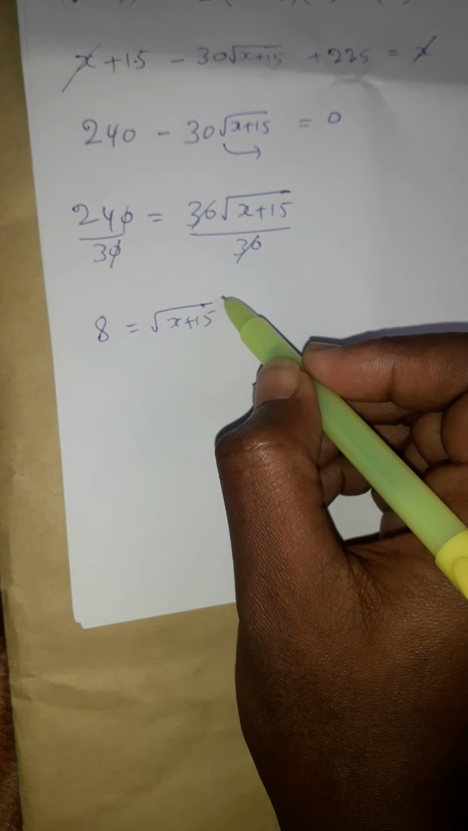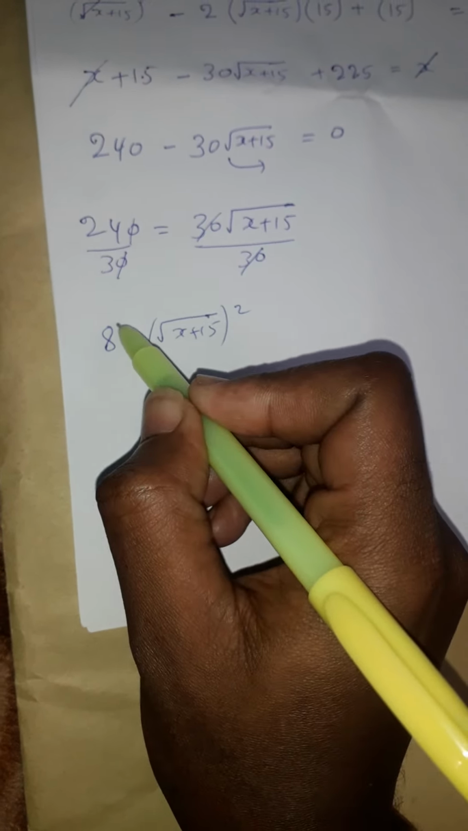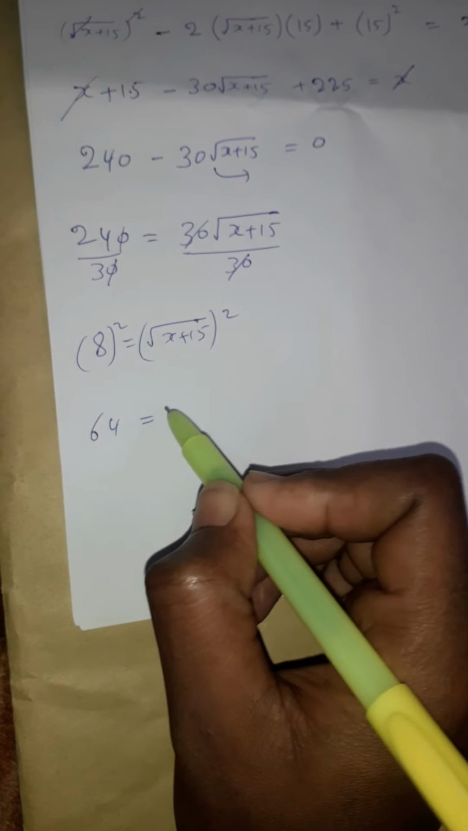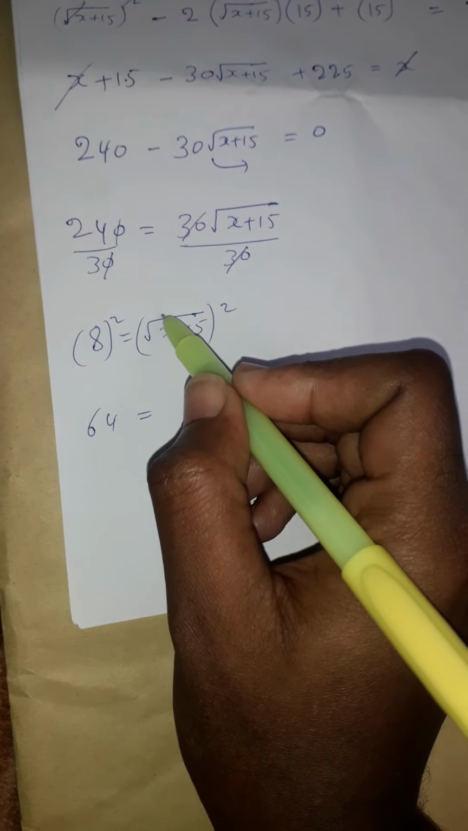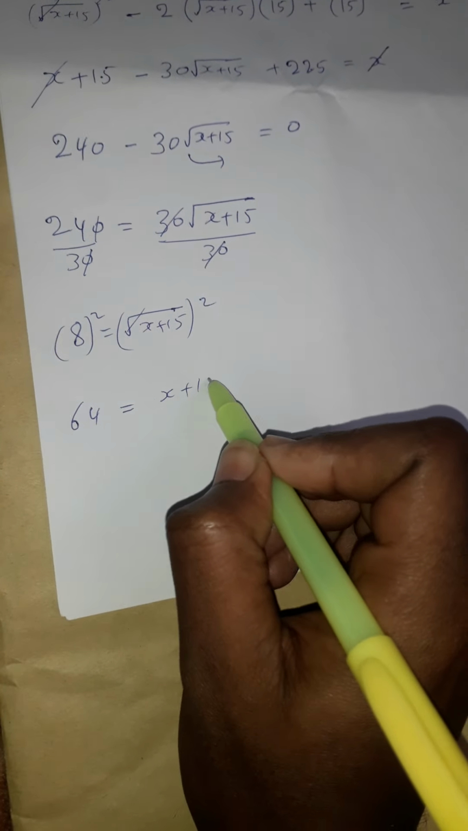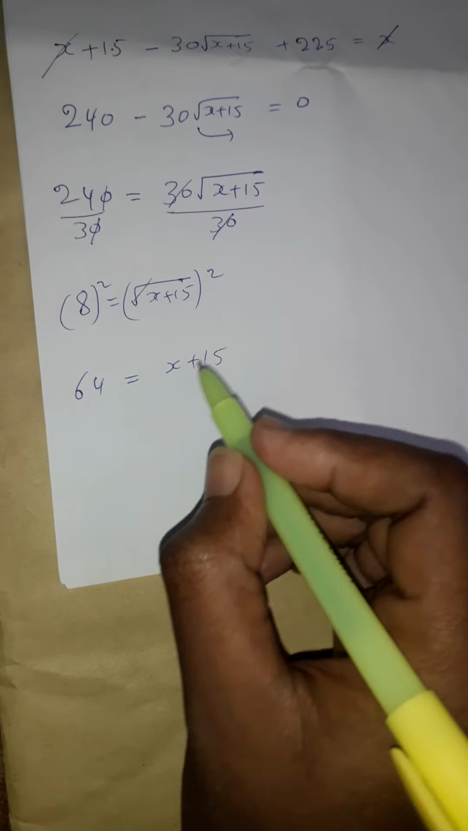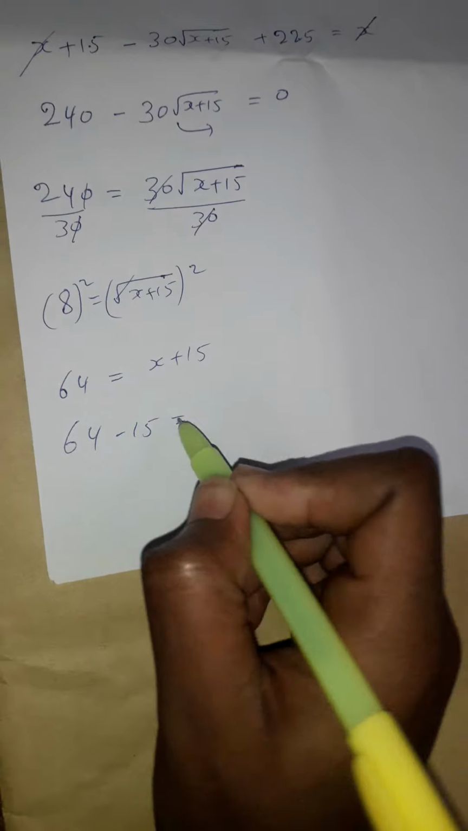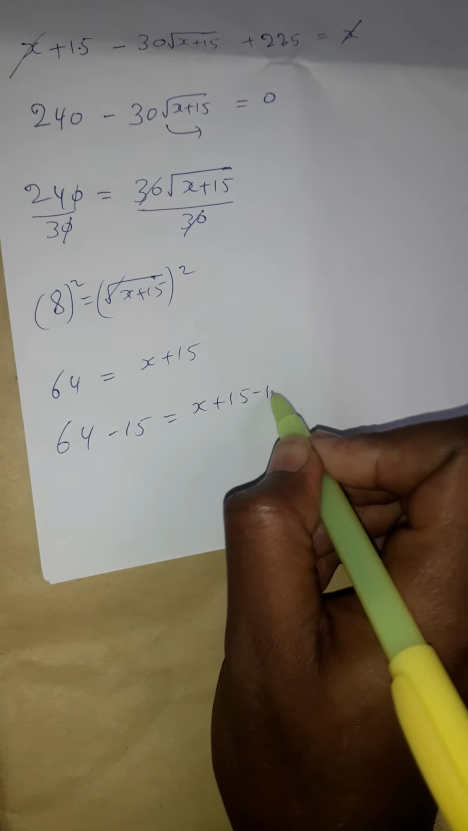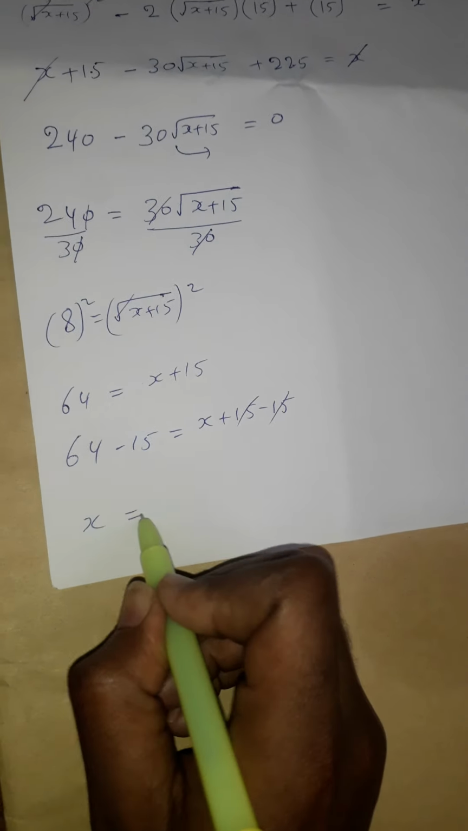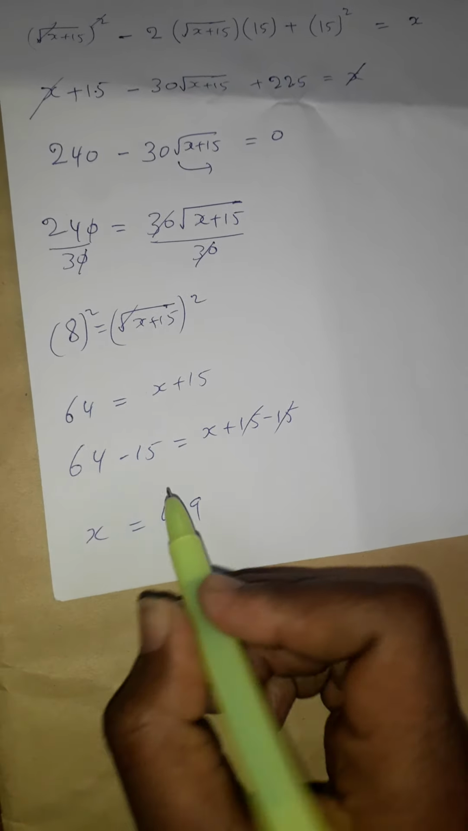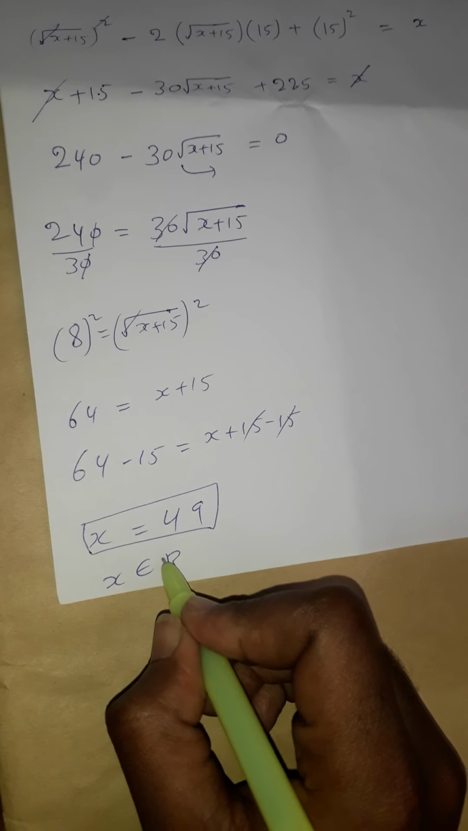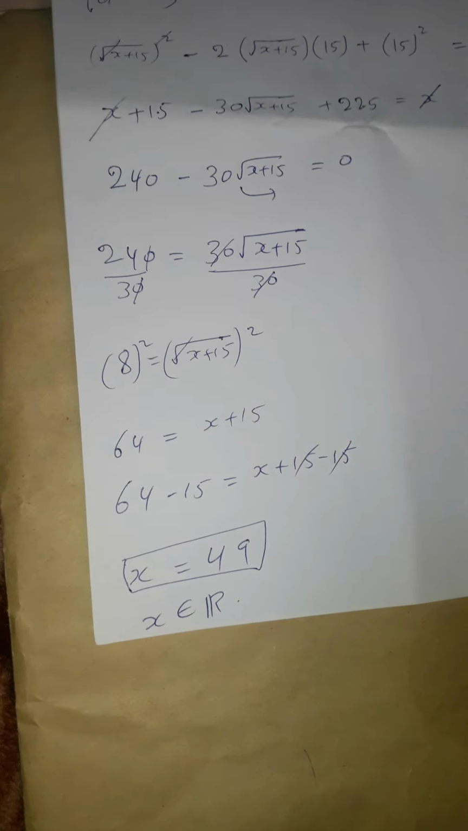Okay, to get that we have to square both sides. So you get 8 squared is 64 equals, this square cancels with the root, you get x plus 15. To get x you subtract 15 from both sides, and you are left with x equals 49. That x is a real number. Therefore we have solved the equation.